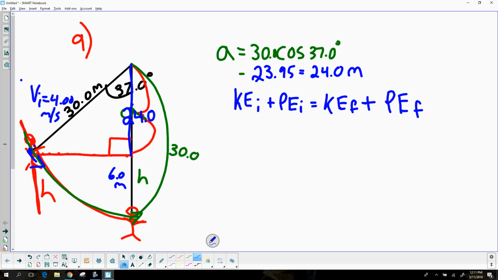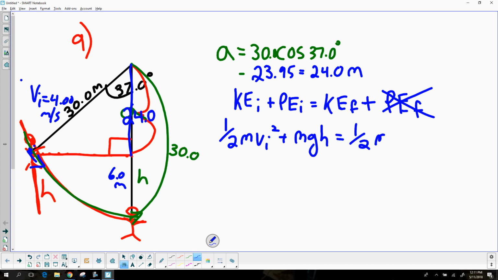So, looking at this equation, since he now has an initial velocity, what is the only type of energy that cancels out? Final potential energy is the only thing that cancels out there. So, because of that, I write out 1/2 mvi squared plus mgh equals 1/2 mvf squared. Equation for kinetic energy is half times mass times velocity squared. Equation for potential energy is mgh: mass, gravity, height. What cancels?